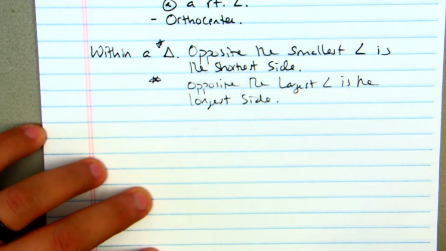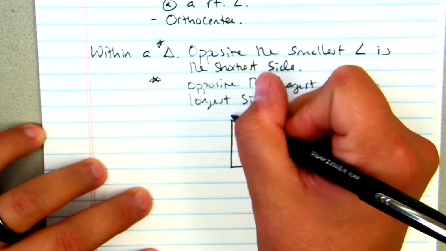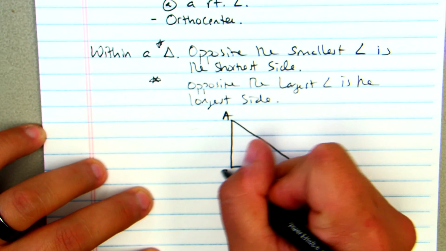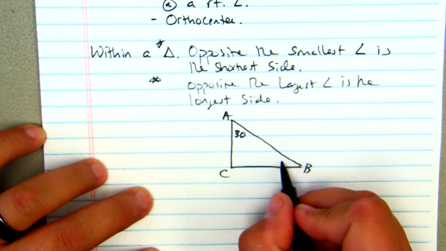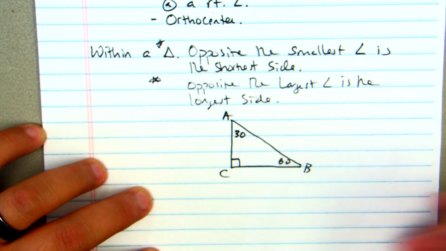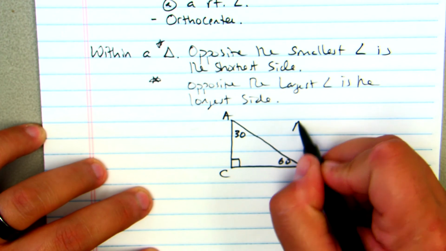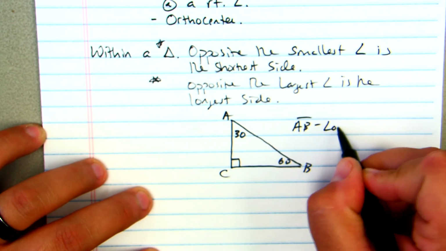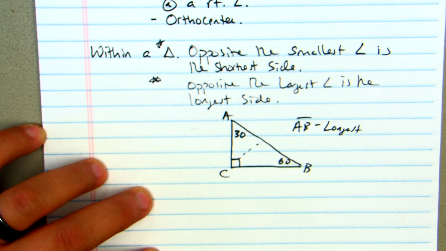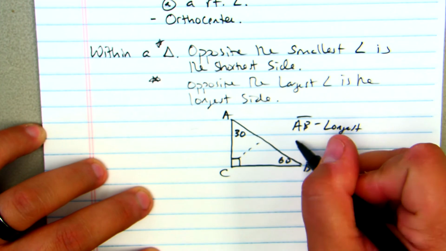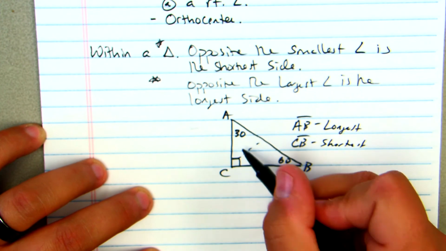So if I had a triangle, say for instance, we call this triangle A, B, and C, and I told you this was 30 degrees, 60 degrees, we'll call it a 30-60-90 right triangle, then the longest side is AB. AB is the longest because it's opposite the right angle. It's also the hypotenuse, therefore it's the longest side. The shortest side would be CB because it is opposite the smallest angle, which would be 30 degrees.